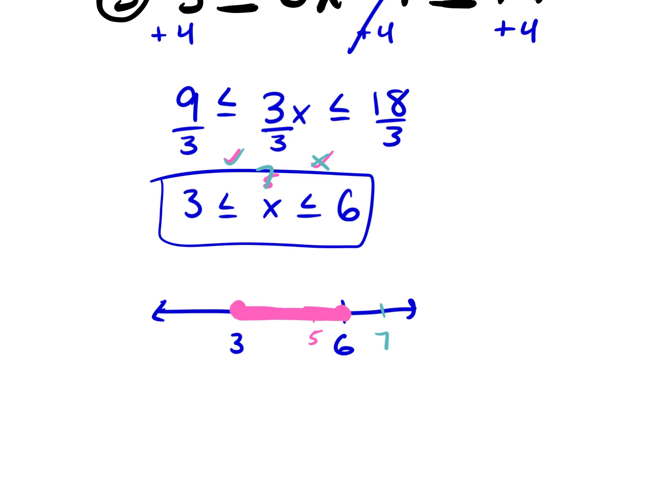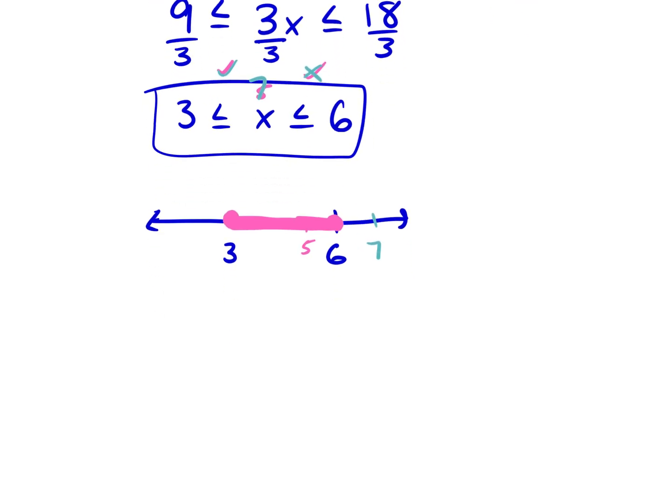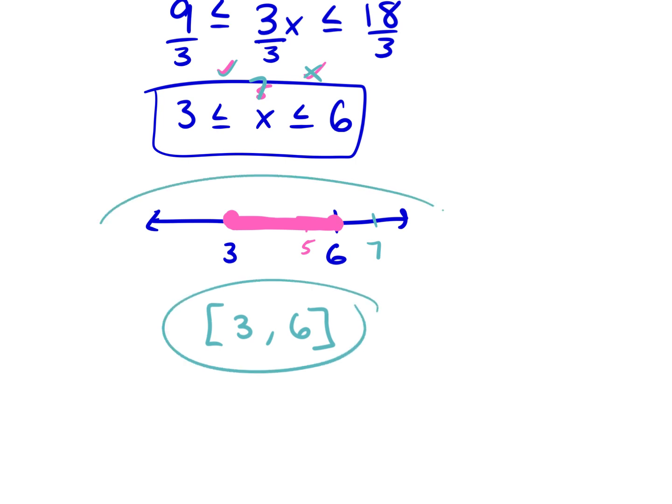Is that right? So Cole, how would we write our interval notation? Bracket 3, comma 6 bracket. Bracket 3 and bracket 6. So we're shading in between 3 and 6. So from 3 to 6. And they both get brackets because they're both closed circles.